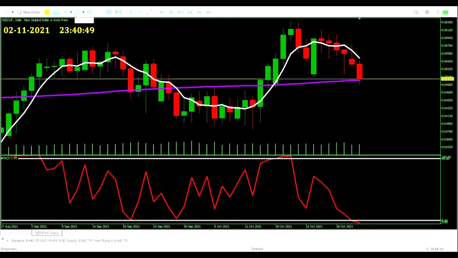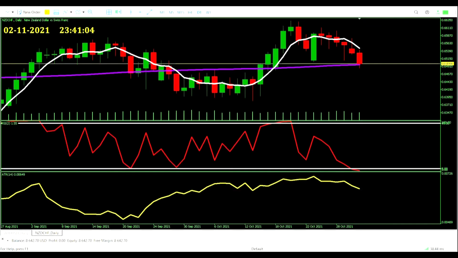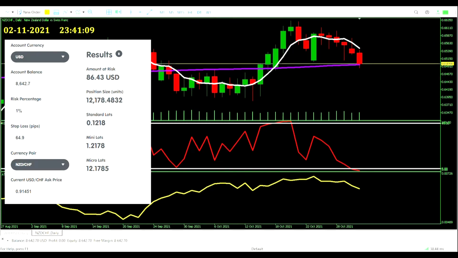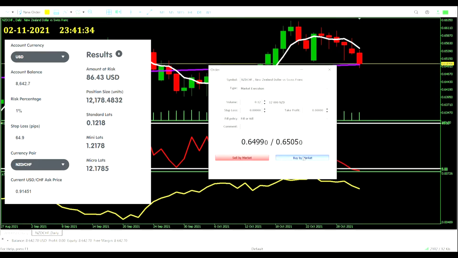Let's grab up that average true range. Measure out some risk. 64.9 pips. We'll have 1% risk, $86.43 per 1 times that ATR value. So you can see how our risk is calculated. And this one's a buy. All in favor of the New Zealand dollar.